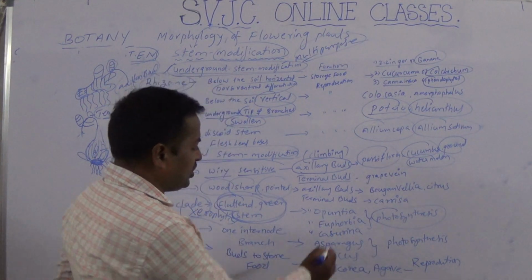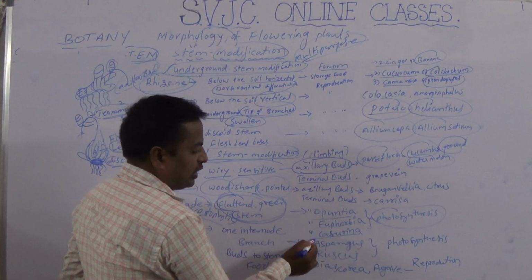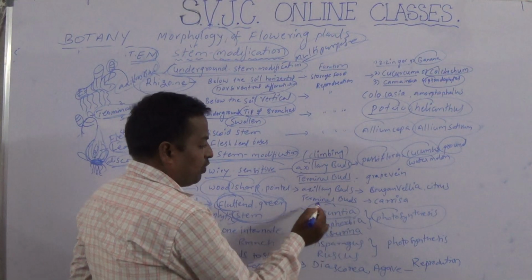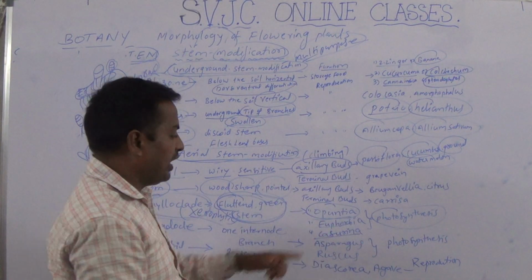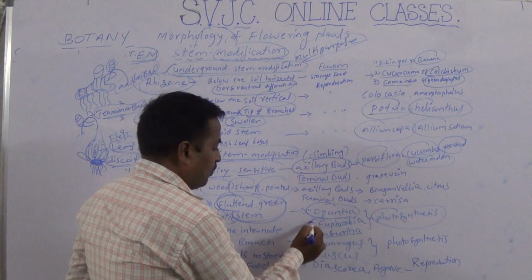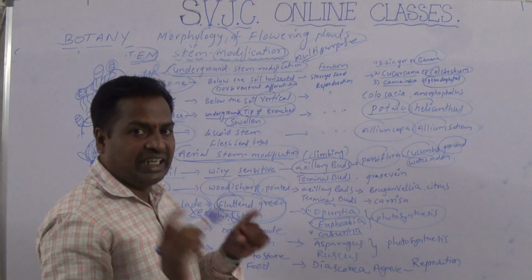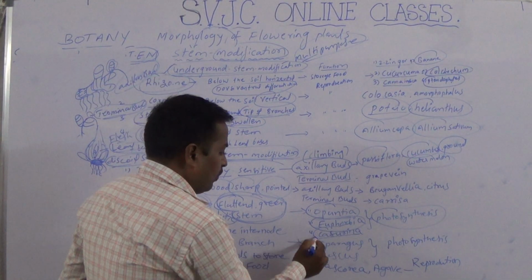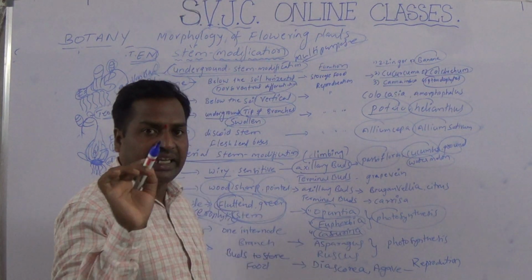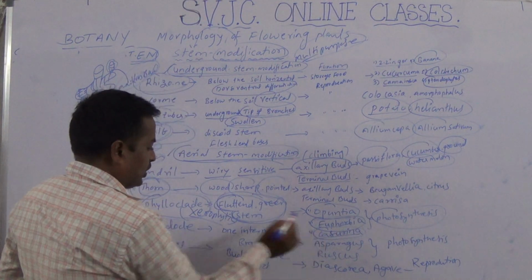Examples: Opuntia, Euphorbia, Casuarina. Students, in Opuntia, what type of phylloclade is reported? Flat-ended. In Euphorbia? Cylindrical. In Casuarina? Needle-like phylloclades are reported in Casuarina.